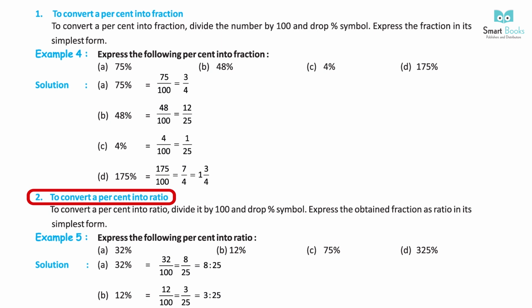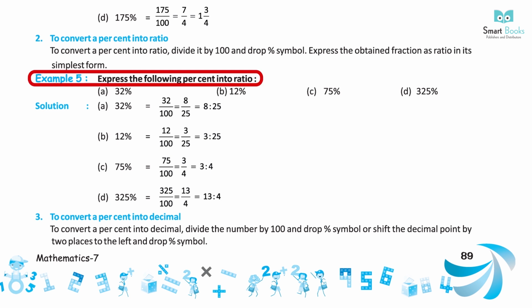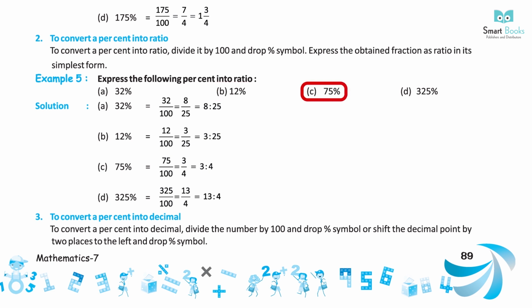Second, to convert a percent into a ratio, divide it by 100 and drop the percent symbol. Express the obtained fraction as a ratio in its simplest form. Example 5. Express the following percent into ratio. A. 32%, B. 12%, C. 75%, D. 325%. Solution.